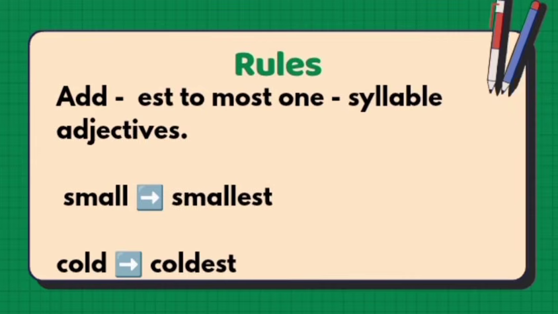Next, the rules. How to change it into superlative degree. Add est to most one-syllable adjectives. So, here also, if we get one-syllable adjectives, in most of the cases, we add est. Look at these two examples. Small, smallest, cold, coldest. These two words are one-syllable words. So here we have to add est to make it into the superlative degree.